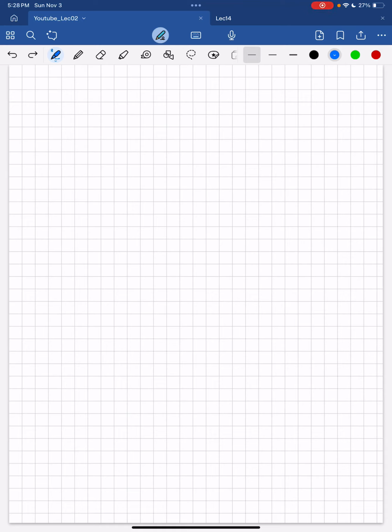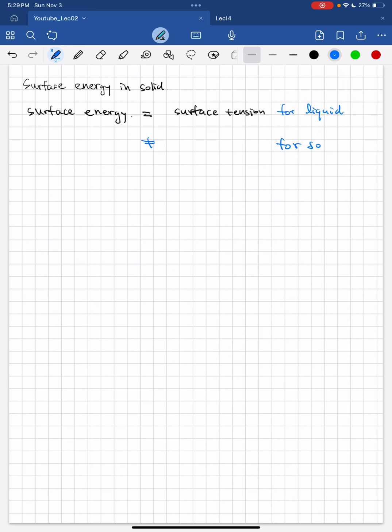All right, welcome back. Today we will talk about surface energy for solid. In solid, we only use the surface energy concept. We forget about surface tension. This is because for liquid, surface energy equals surface tension, but it is not for solid.